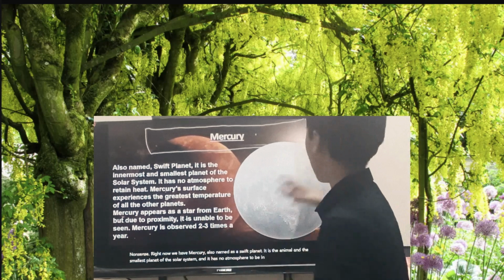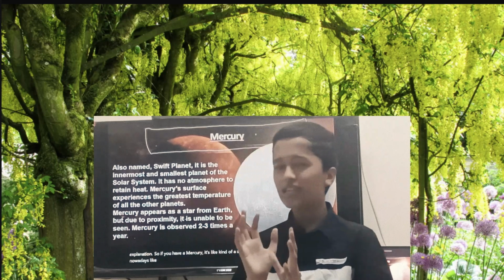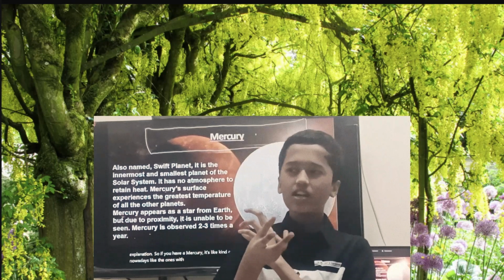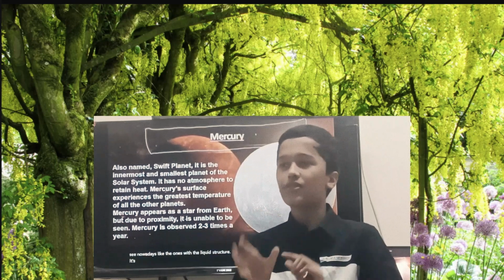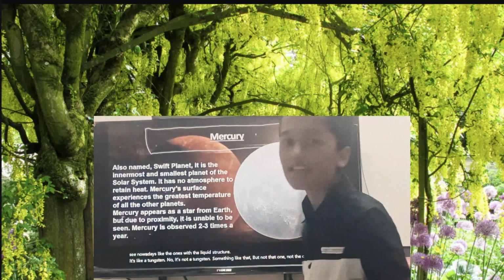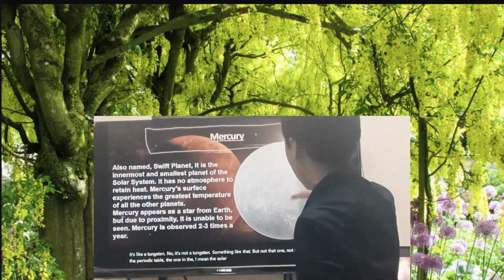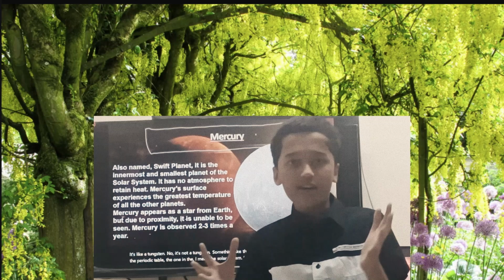Further explanation. If you have a Mercury, it's a kind of structure, not the Mercury you see nowadays, like the ones with the liquid structure. It's like tungsten. No, it's not tungsten, something like that, but not that one. Not the one in the periodic table, the one in the solar system. So we have Mercury. It's kind of a rocky structure, you see.